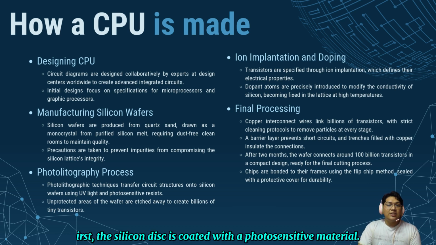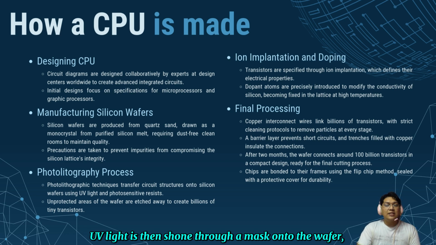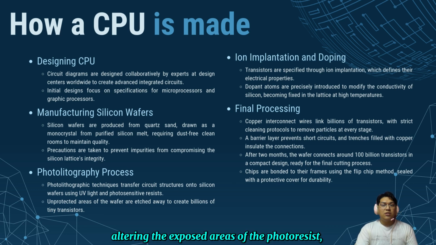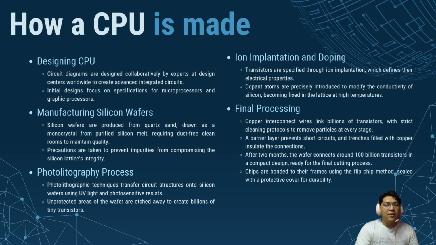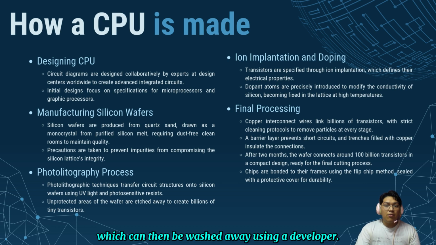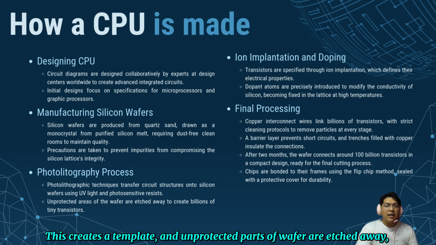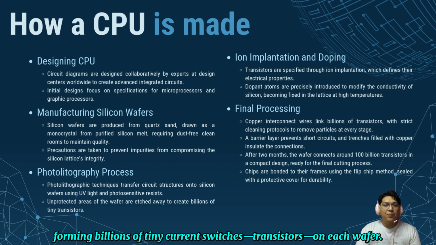First, the silicon disc is coated with a photosensitive material. UV light is then shone through a mask onto the wafer, altering the exposed areas of the photoresist, which can then be washed away using a developer. This creates a template, and the unprotected parts of the wafer are etched away, forming billions of tiny current switches, transistors, on each wafer.